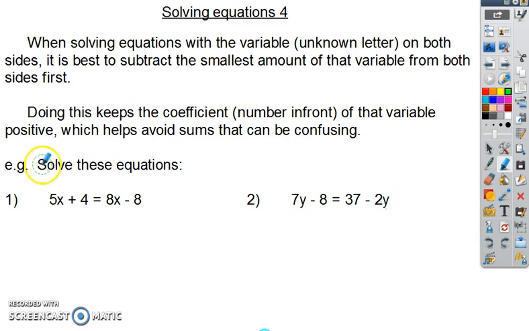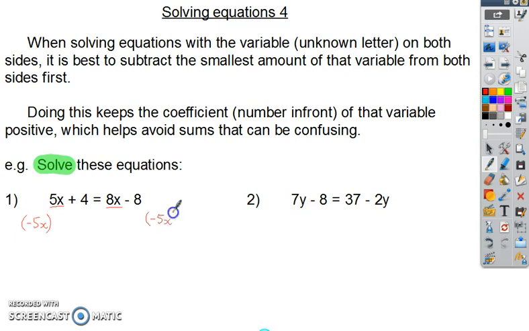Okay, for example, solve these equations. Now, when we say solving a question, what we want to do is find out what the unknown letter is. Okay, question 1. On the left hand side we've got 5x's, and on the right hand side we've got 8x's. Now then, we subtract the smallest amount of x's first. So we're going to subtract 5x from both sides first.